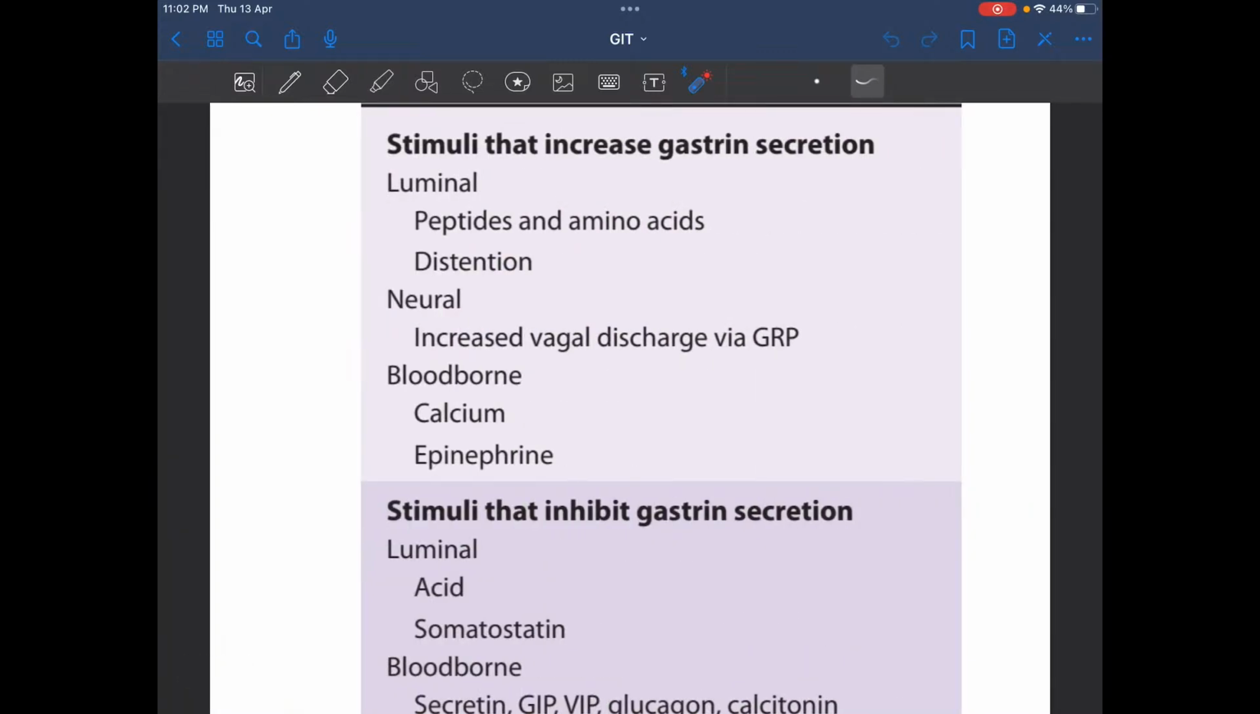So what are the different stimuli that can increase your gastrin? Just remember, amino acids and peptides, that is the breakdown products of your proteins. Distension via enteric nervous system reflexes, we know that. Increased neural discharge via GRP, that is bombesin, we have studied that. And even epinephrine sometimes. Stimuli that can inhibit gastrin secretion: what is that? Acid itself. Okay? Negative feedback mechanism. Somatostatin derived from the D cells. And secretin as well as CCK.